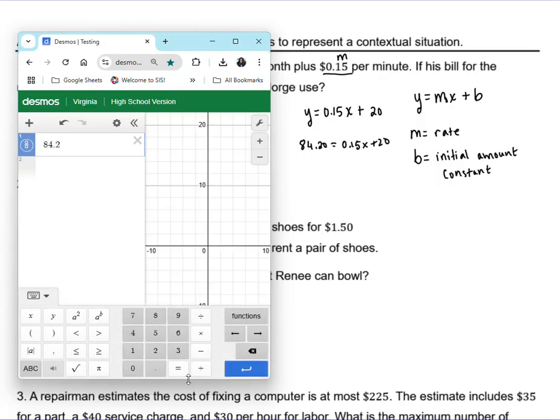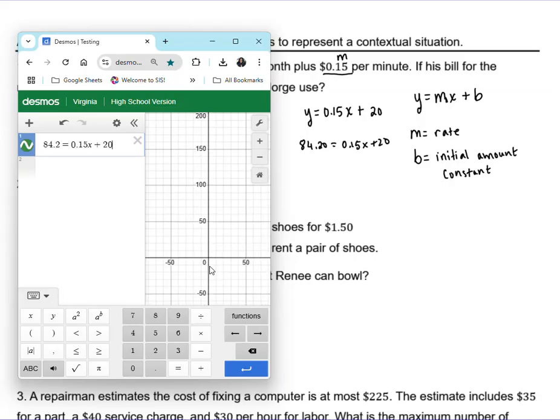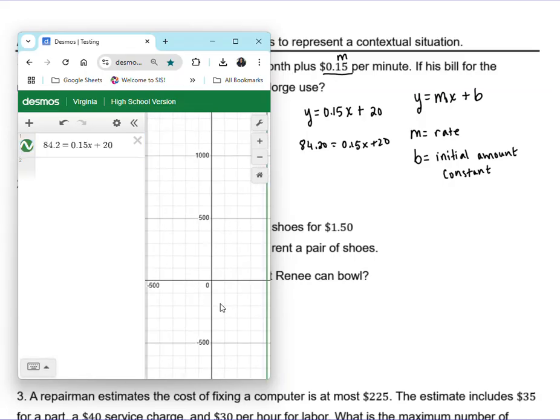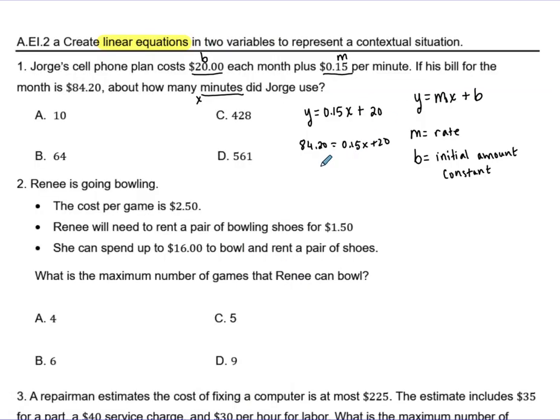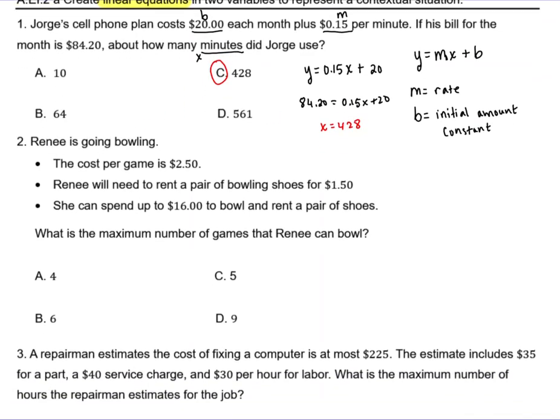The equation is 84.20 equals 0.15x plus 20. Let me zoom out. There it is. So it's going to be 428 minutes. So x equals 428 minutes. That's what he used.